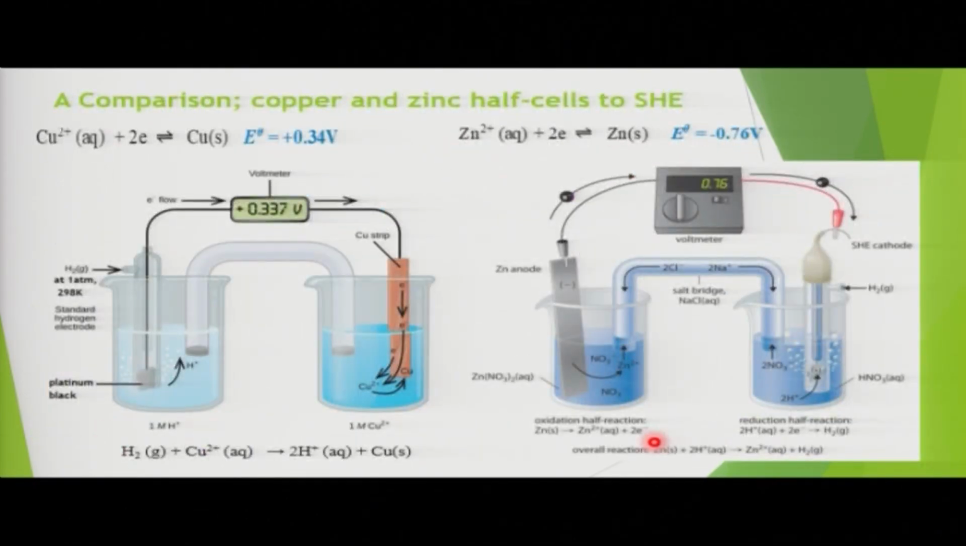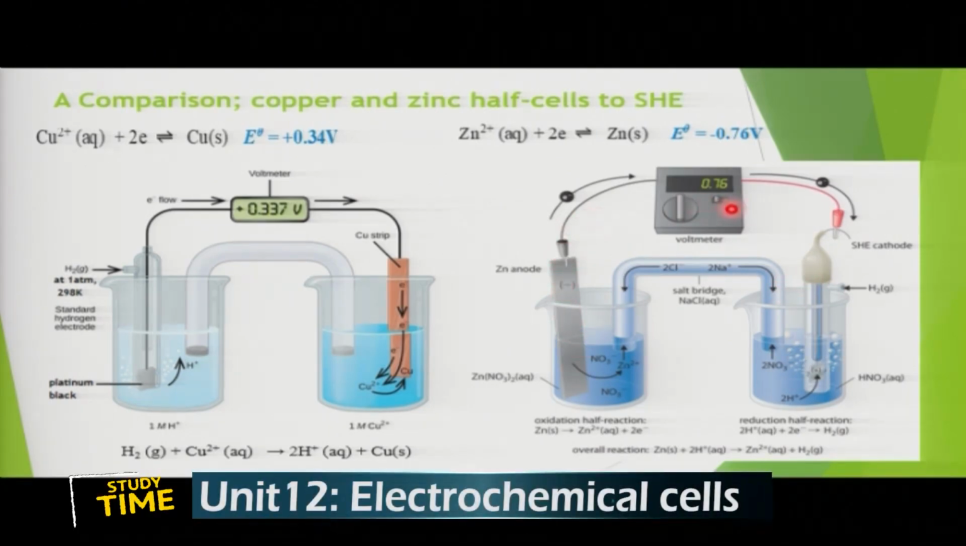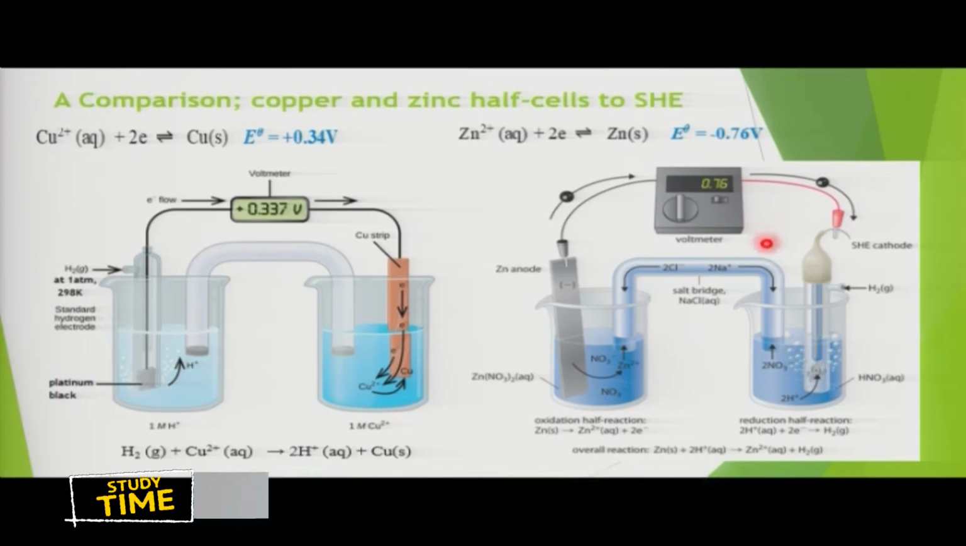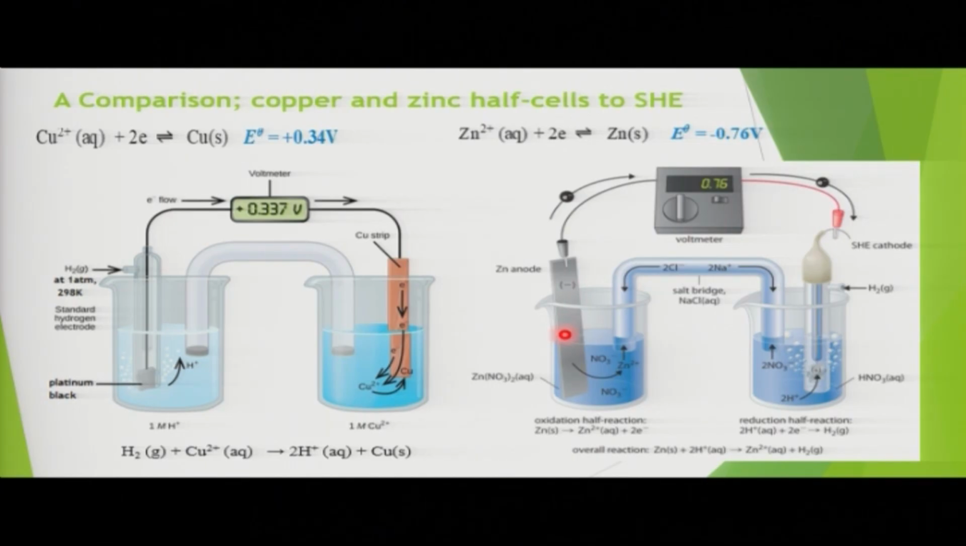Let me show you something in here. So the SHE in here loses electrons and the copper gains. That's why copper has a positive. When you connect the SHE to zinc, zinc loses electrons to the SHE. But remember, according to the convention, the SHE should be on the left-hand side, indicating we expect the SHE to be losing electrons, but instead the SHE is gaining electrons from zinc. That's why the negative is here.